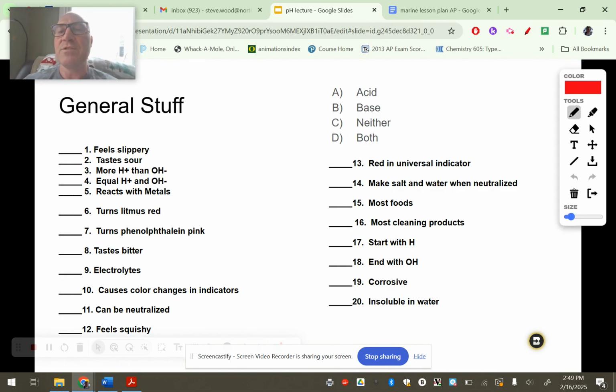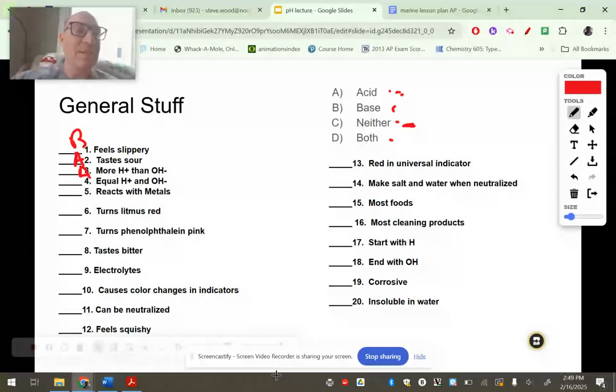Let's jump right in. First and foremost, you should remember some general characteristics of acids and bases. For example, you should know which one feels slippery. Your options are acid, base, neither, both. The one that feels slippery, that's a base. The one that tastes sour is an acid. More H plus than OH minus, that's an acid for sure. Equal H plus and OH minus, that would be neither, right? So that's C. Reacts with metals, that's A.